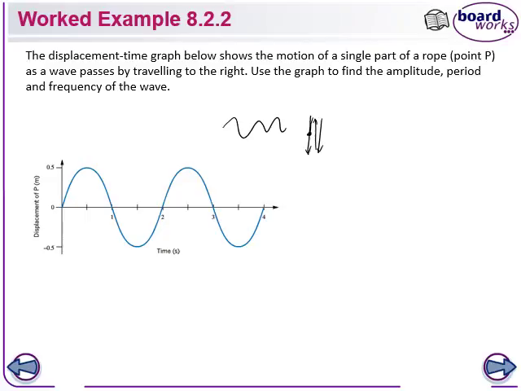What do we want? Amplitude. Okay, so remember, amplitude is our maximum peak height from the origin. So our amplitude, we can read off the graph, is 0.5 meters.